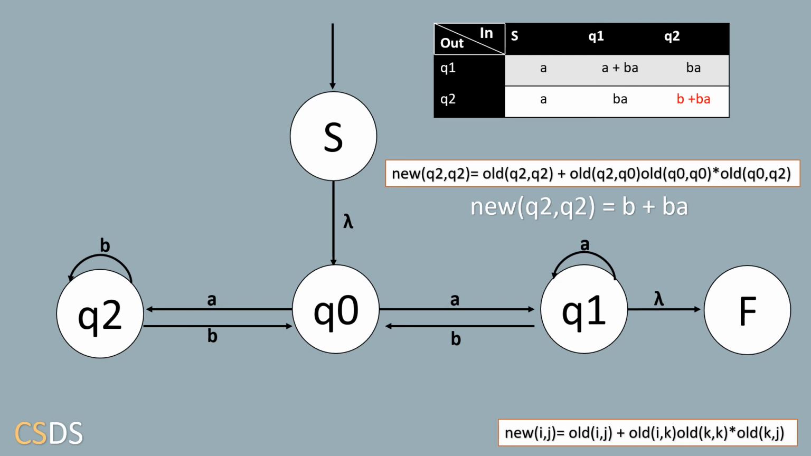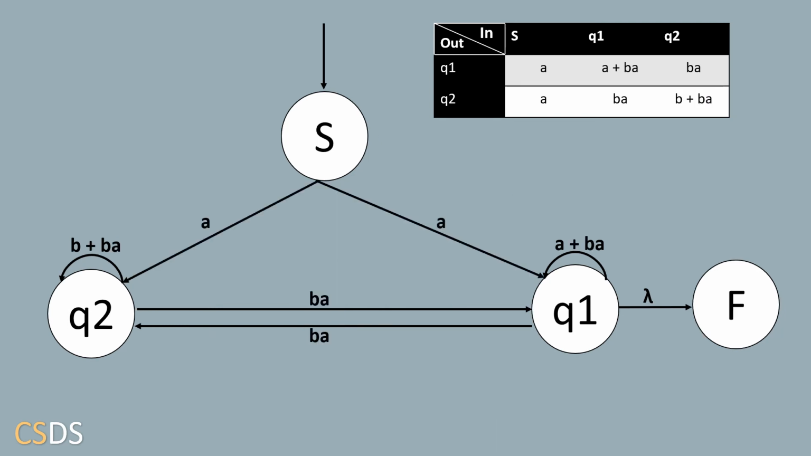Now that we have found all the new transitions from this table, we can build the new automata with the eliminated Q0. We now built a new updated automata without the state which we eliminated, which is state Q0, according to the values in our table. So we can see, for example, that we have a transition from S to Q1, which according to the table is A.